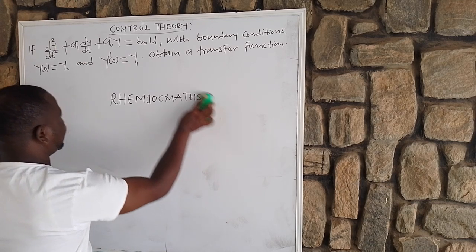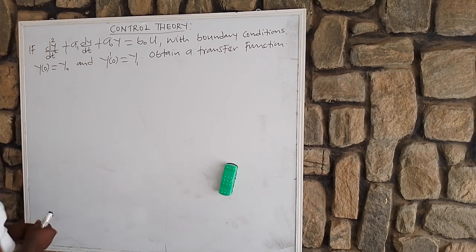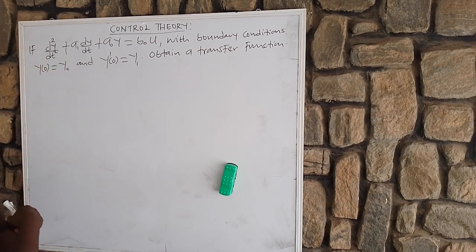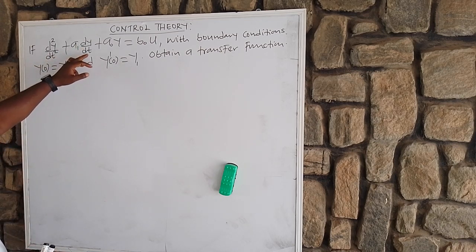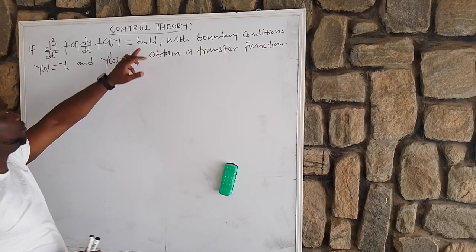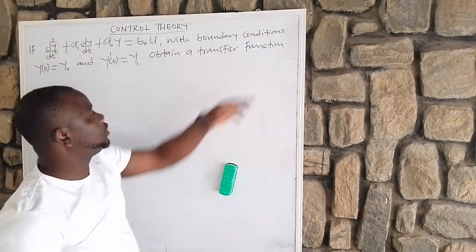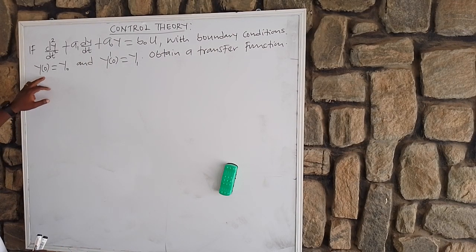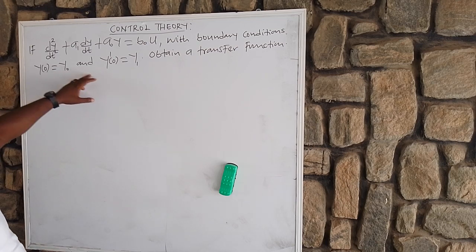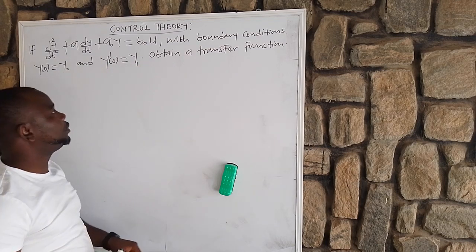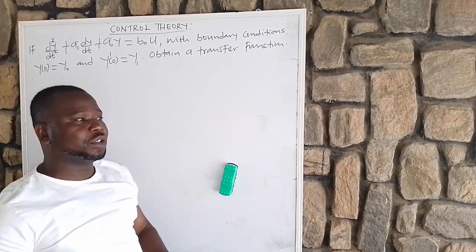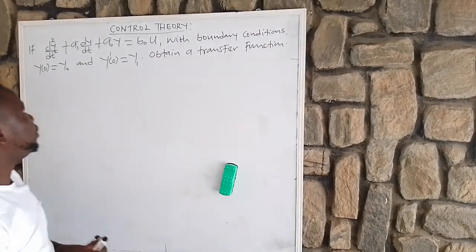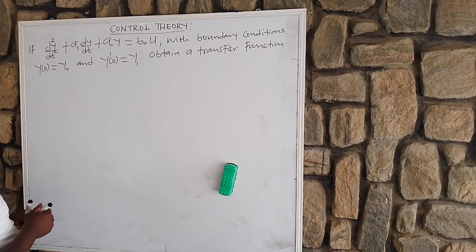Okay, here is the question. It says if d squared y over dt squared plus a1 dy over dt plus a naught y equals b naught u, with boundary conditions y of 0 equals y naught and y prime of 0 equals y1. We are asked to obtain a transfer function. How can you obtain a transfer function? Note that this is a second order differential equation.